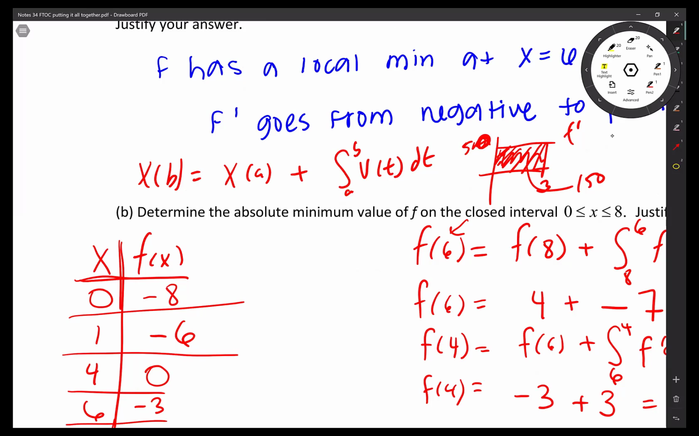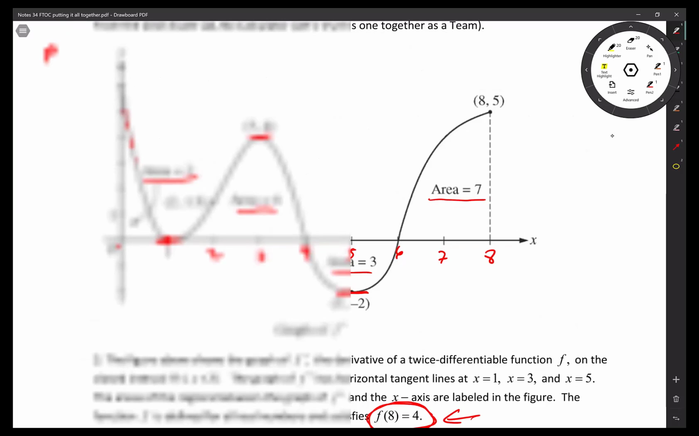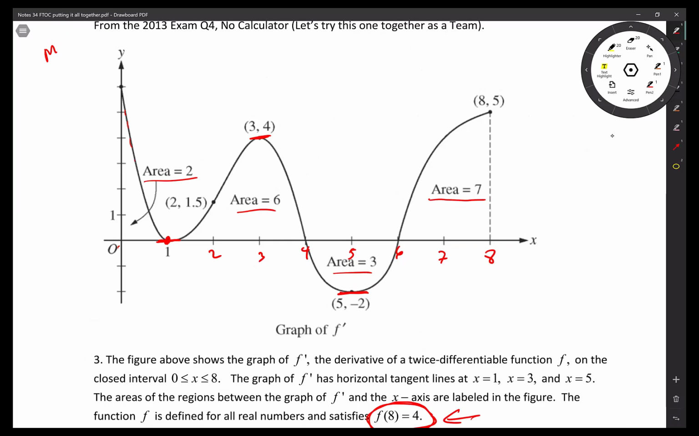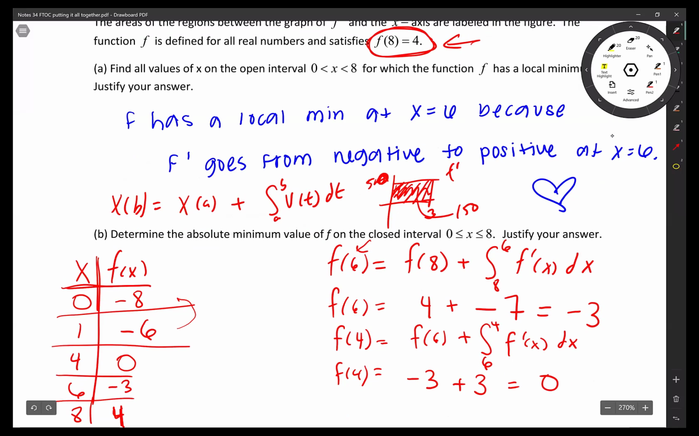Does everyone see where I got negative 8? Be honest. Okay, can you repeat that again? Yes. You see this right here? They tell me that this area here is 2, but I'm counting backwards. I'm going from 1 to 0. So because I'm going from 1 to 0, this area is going to be minus 2. So we take our last value, negative 6, and we subtract 2, so negative 8. Cool?